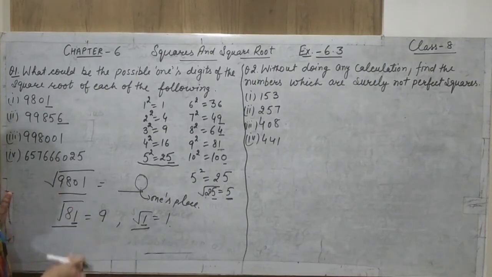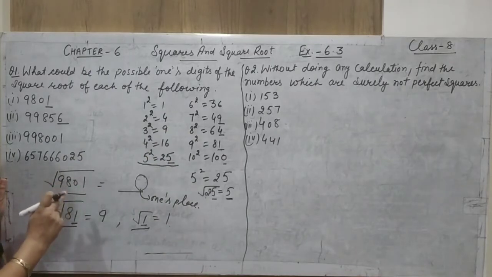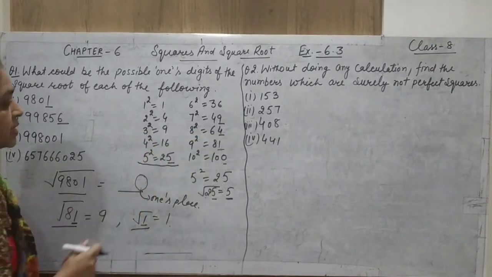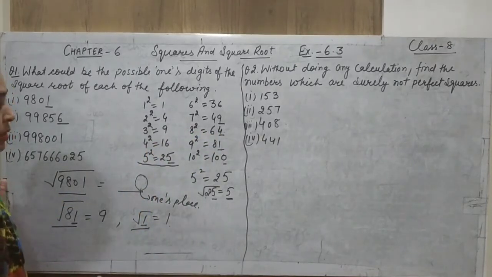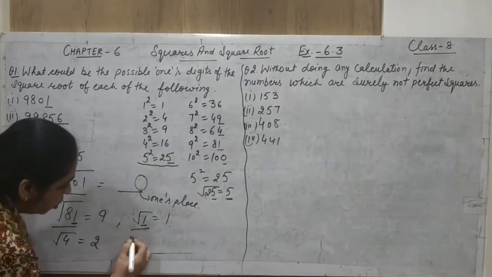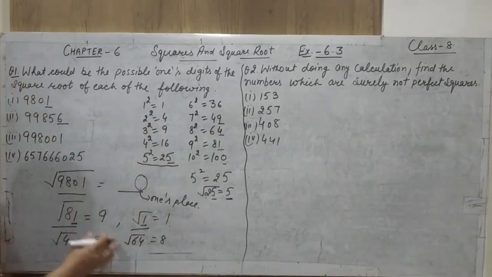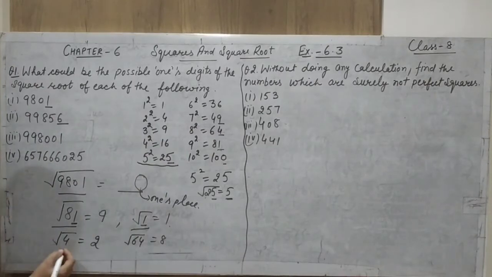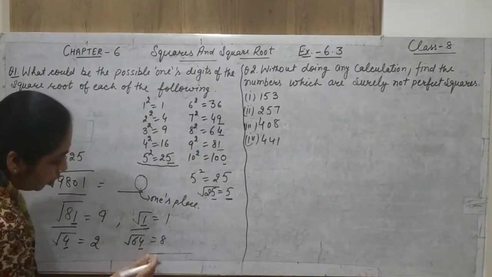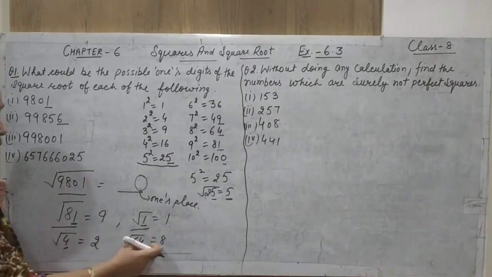Alright, similarly suppose we take 2 and 8. 2 square gives us 4, right? 8 square also gives us 4. So what does it mean? It means the root of 4 is equal to 2, and the root of 64 is equal to 8. Opposite of the square. Alright, understand the concept. Unit place filled by 4, answer is 2. Unit place filled by 4, answer is 8. So your possible unit places are 2 or 8.